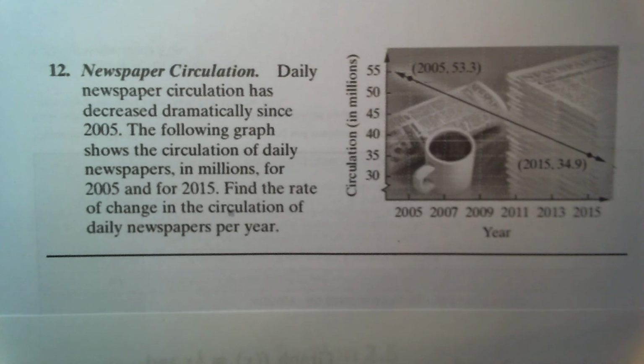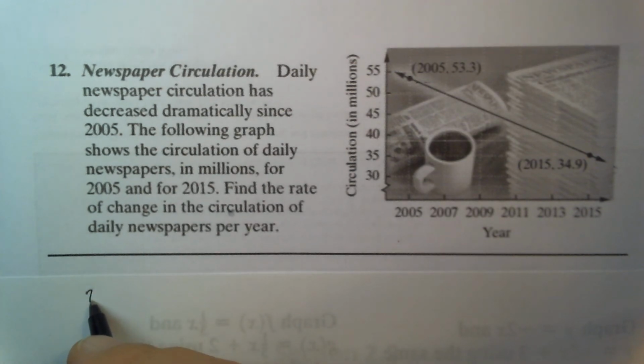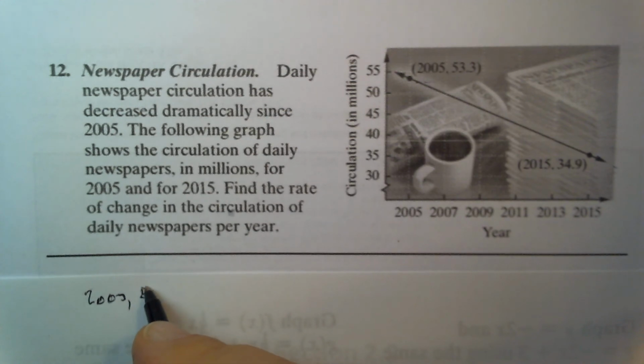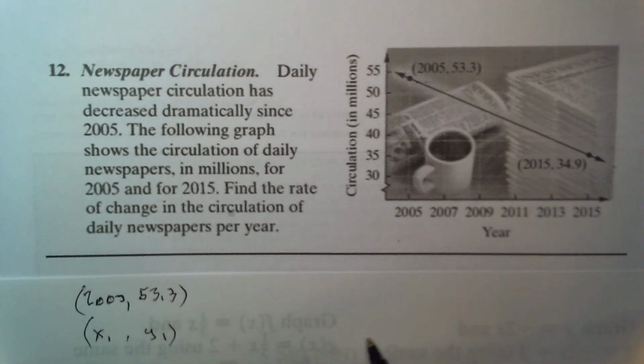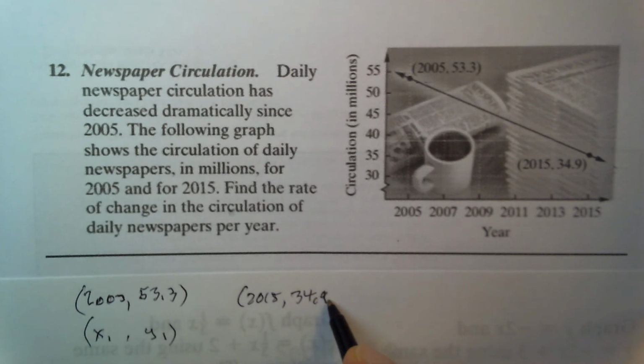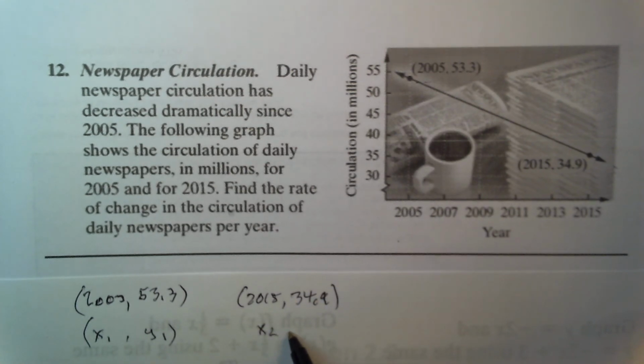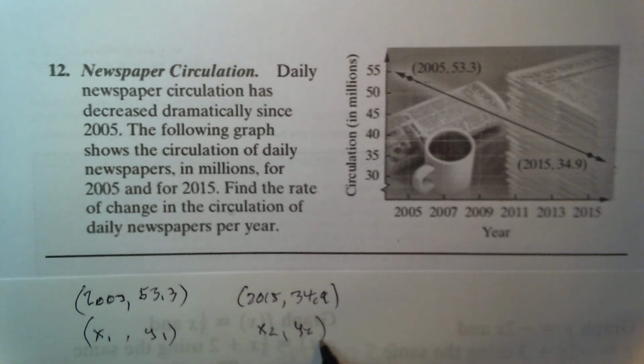So let's write that down as our points. Let's say 2005 and 53.3 are our x sub 1 and our y sub 1. And the other point, 2015 and 34.9 million, 34.9 is our x sub 2 and our y sub 2 correspondingly.